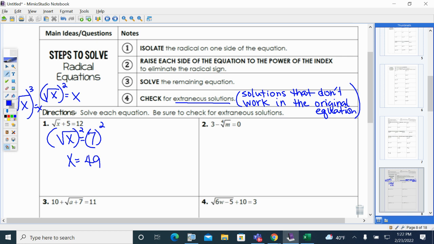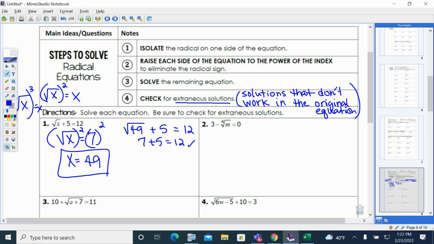Again, you need to make sure you check your answer. Because this was a square root, an extraneous solution is definitely possible. So if I substitute that back into the original equation, am I going to get a true statement? And that's what you've got to check for. So the square root of 49 is 7, plus 5 does equal 12. So that checks out, which means that x does equal 49.